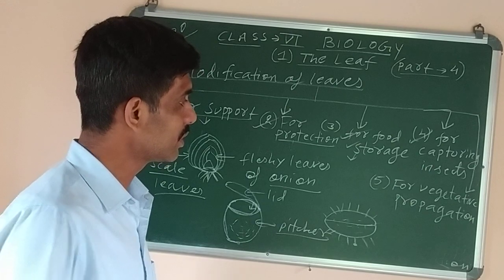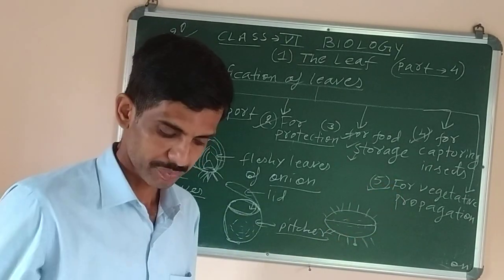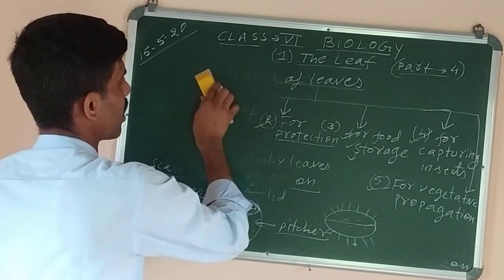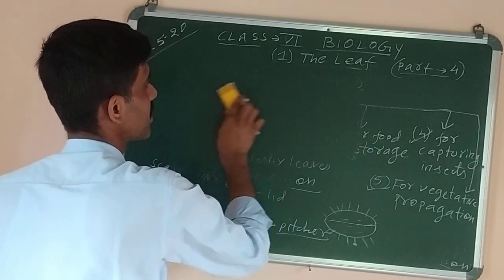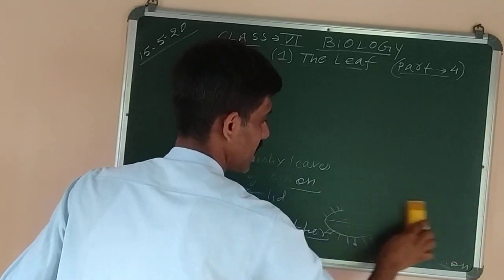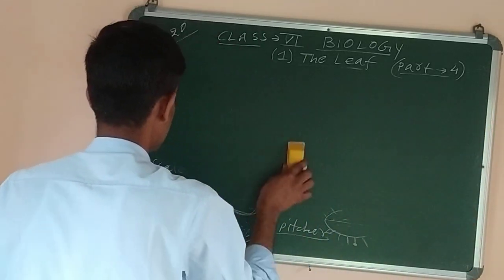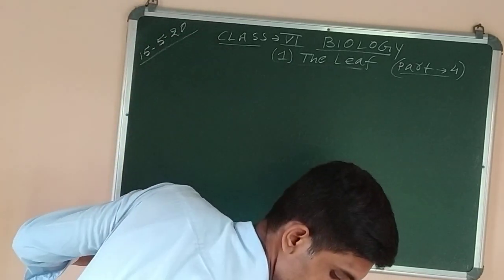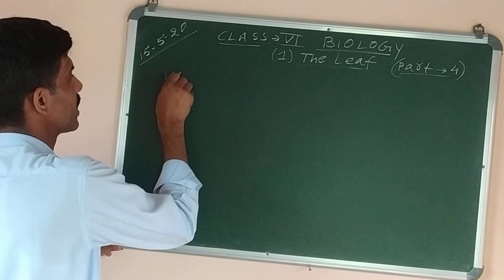Now next one is for vegetative propagation. What is the meaning of vegetative propagation? Growing of a new plant from vegetative parts like root, stem, leaves is called vegetative propagation. So I'll just write the definition.